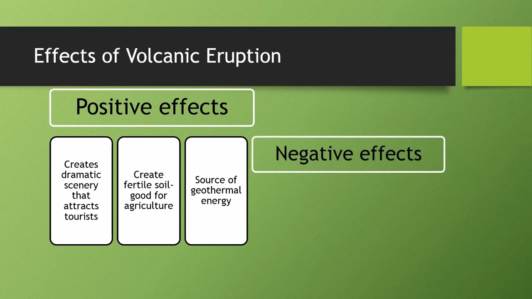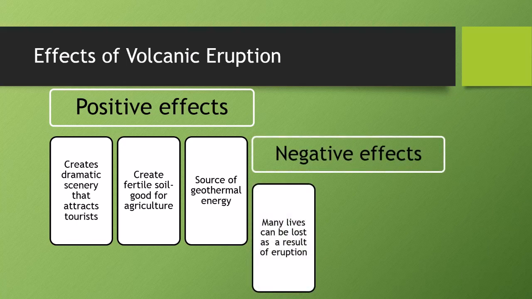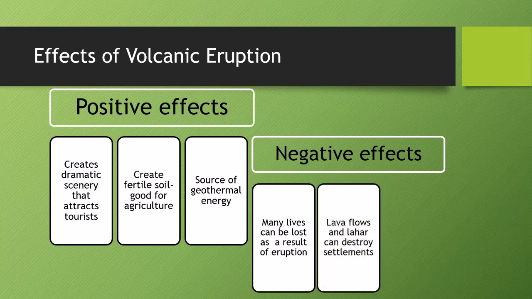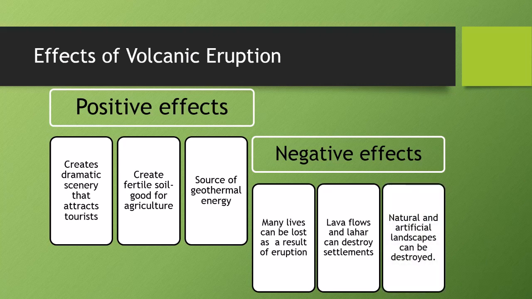How about the negative effects of volcanic eruption? Many lives can be lost as a result of eruption. Not only the lives of humans but also those of the animals and the plants. Lava flows and lahar can destroy settlements. They can destroy the different properties and houses of humans. And the last one, natural and artificial landscapes can be destroyed either temporarily or permanently.